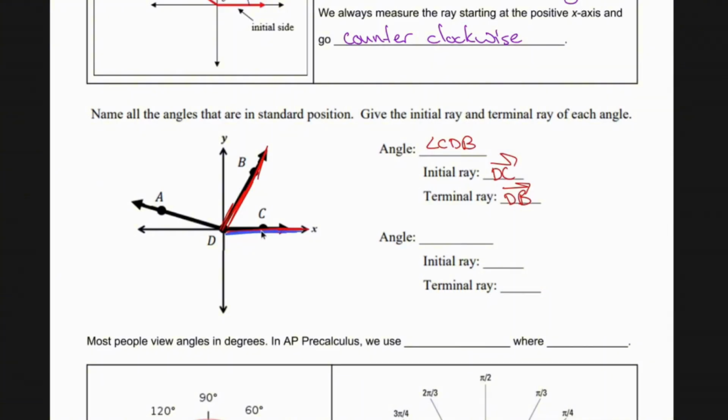The other one, I will call angle CDA. I could also call it angle ADC. My initial ray, just like last time, is DC, and my terminal ray is DA.